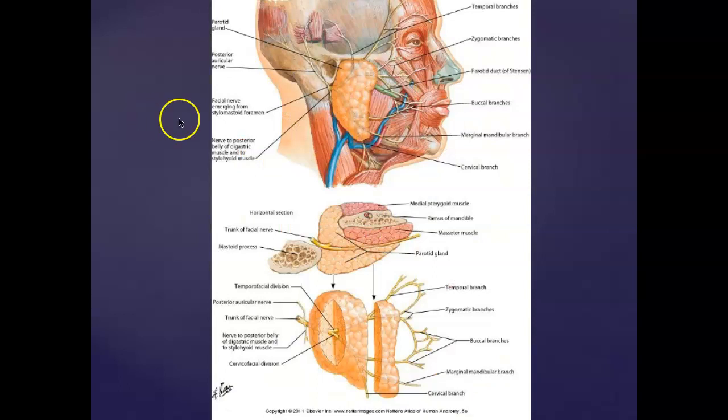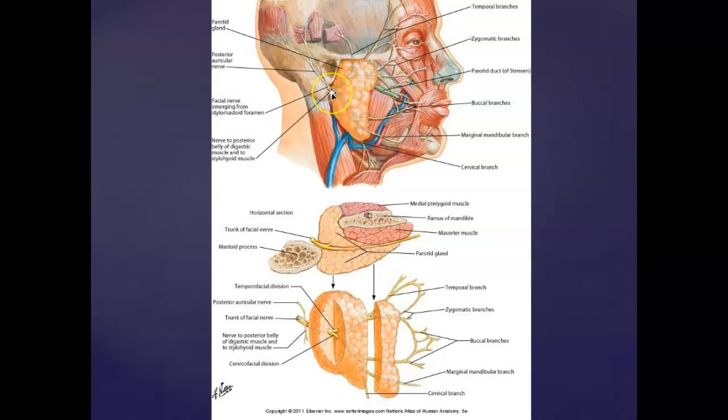Let's start by looking at the parotid gland here. Well, let's start by looking at the facial nerve. The facial nerve is deep to the parotid gland. You can't help but find the parotid gland here in the picture. But the facial nerve is a motor nerve for facial expression.